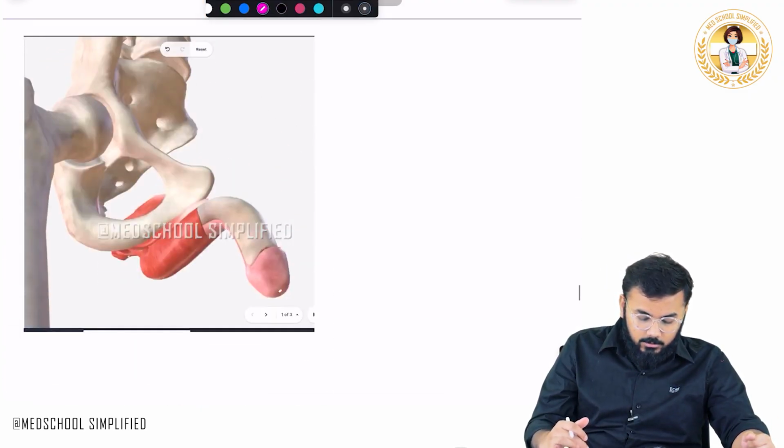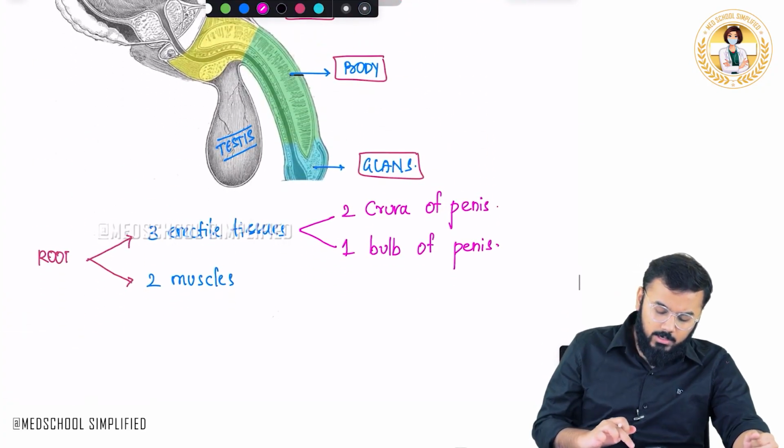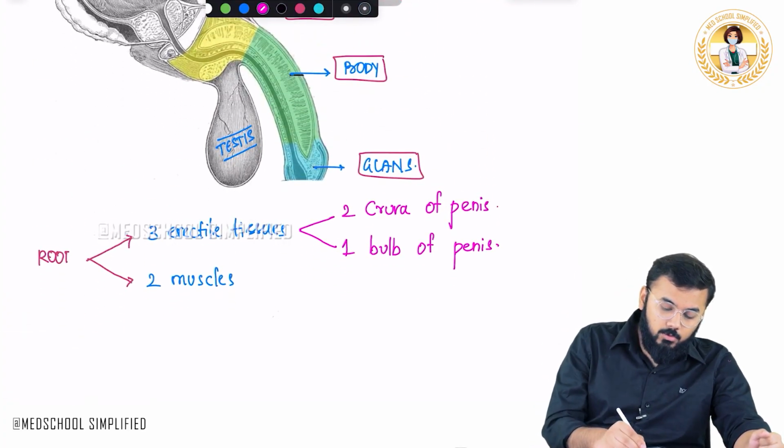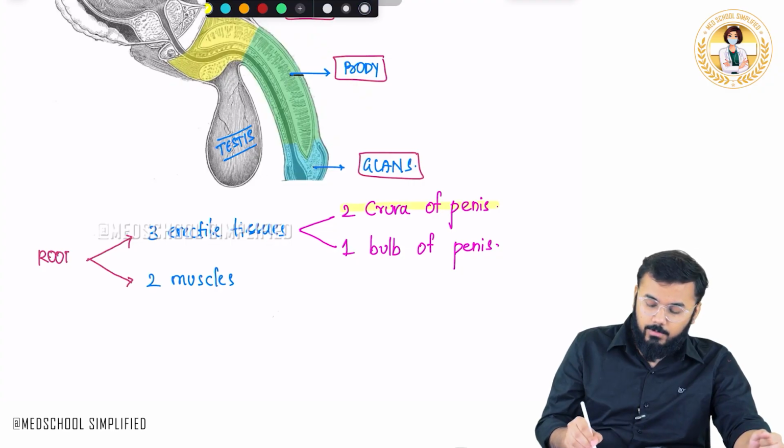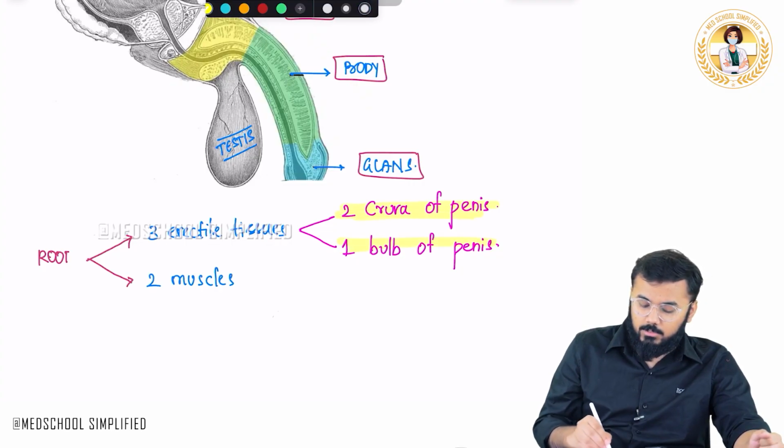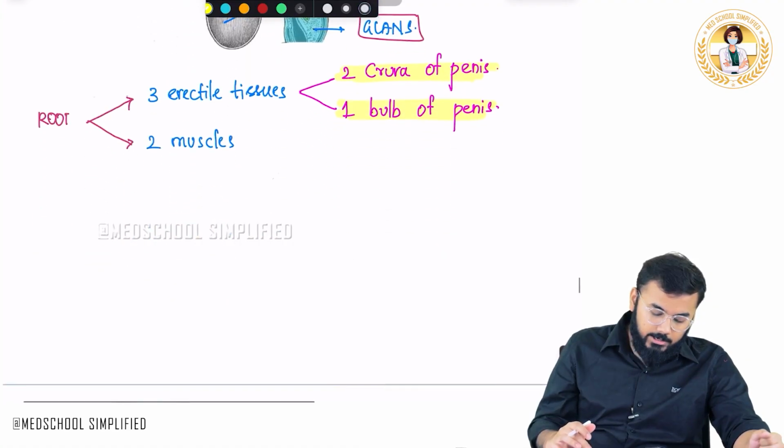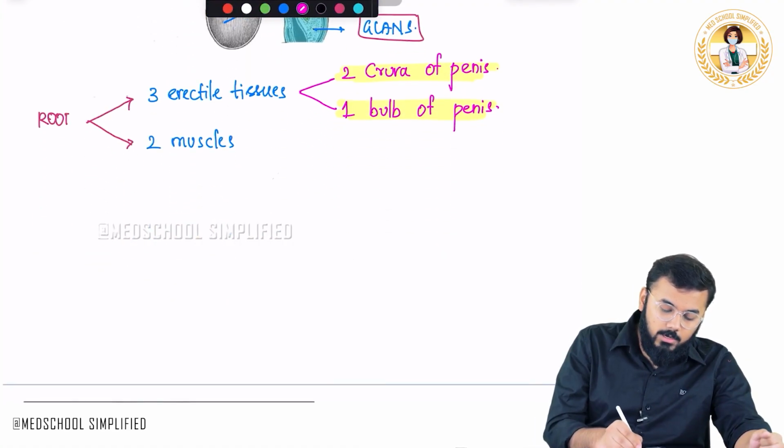So that's what I was telling you. You have got three erectile tissues totally. What are these three erectile tissues? Two of them are called the crura of the penis and one is called the bulb of the penis. Next important thing is that you even have got muscles.